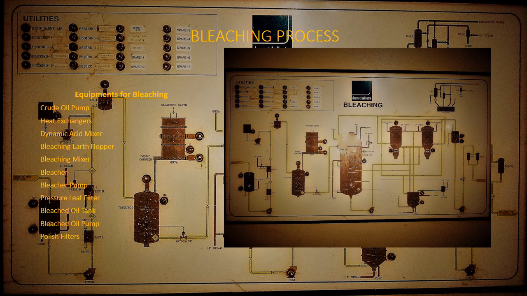What are the things we need for this bleaching? As you can see here, we have our crude oil pump, we have our heat exchangers, the dynamic acid mixer, the bleaching earth hopper, bleaching mixer, and so on. Everything you see here is represented on this flow chart. This is a flow chart on the control panel. As you can see, this is the bleaching section of the control panel. So from this place down to this place is how the oil flows during bleaching.